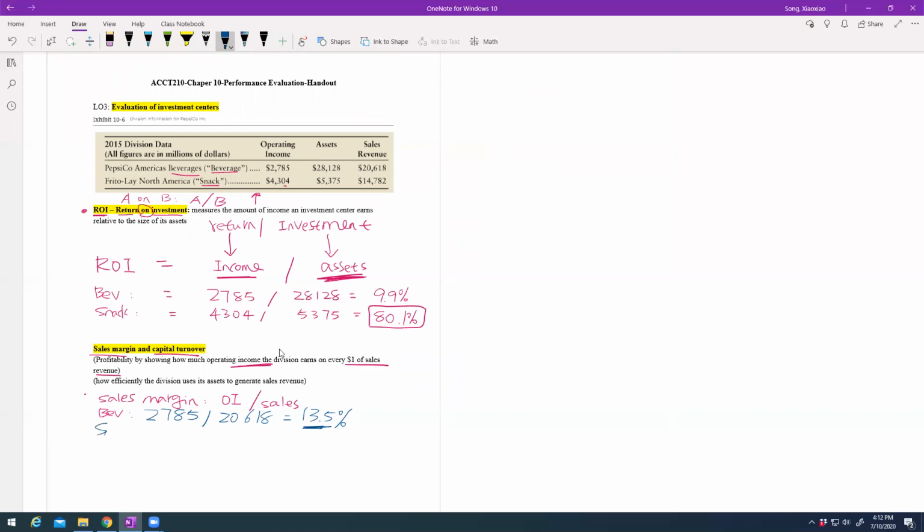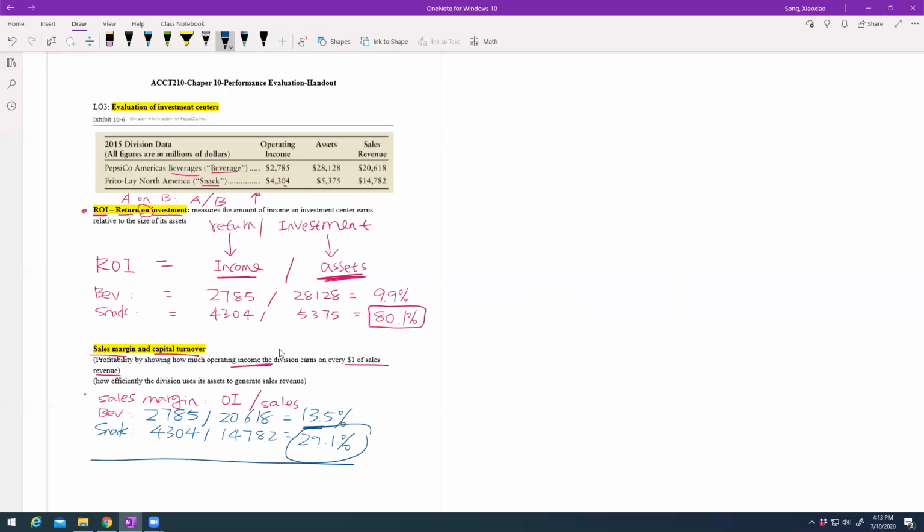And then for our snack, our sales margin will be operating income, 4,304, divided by the sales, 14,782, which gives me a percentage of 29.1%. The winner is still the snack department. That means for $1 of sales revenue, your operating income will increase by 29.1 cents. So this is sales margin.